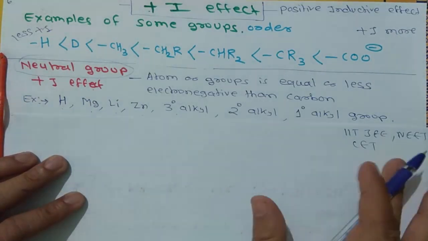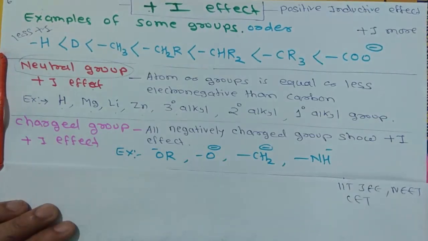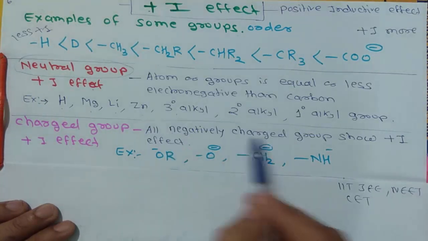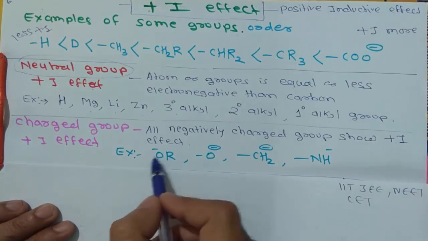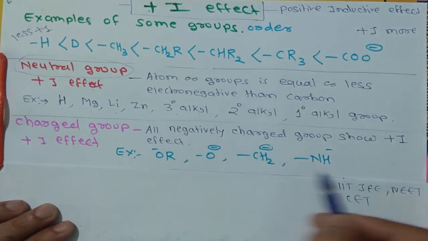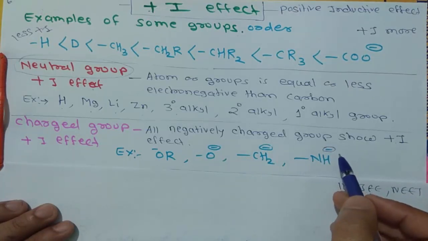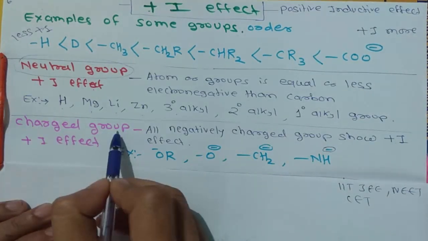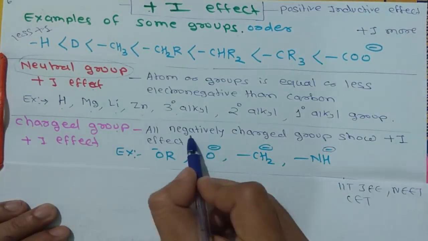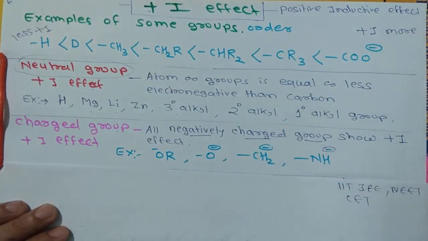Second is the charged group which can show the plus I effect, the positive inductive effect. All negatively charged groups show the plus I effect. Here OR minus, O minus, CH2 minus and N minus. Negative charge means more electron density. It can donate electrons very easily towards the carbon chain. That's why these are called negatively charged groups, which can donate their electrons towards the carbons.